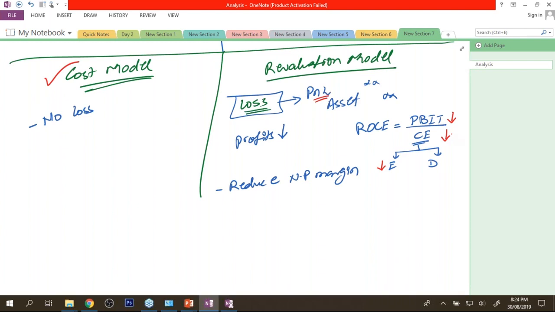So the net impact will be what? Increase, decrease, or nothing? If both are decreasing, the net impact will be what? Increase, decrease, or nothing?